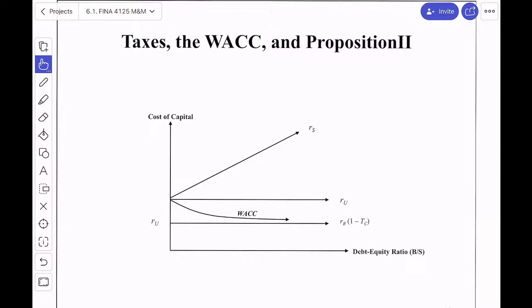Okay, so that's the pattern. All right, so that's proposition 2, talking about cost of capital. I did an example, so you've seen some calculations. Now what we have to do is make this much more realistic.